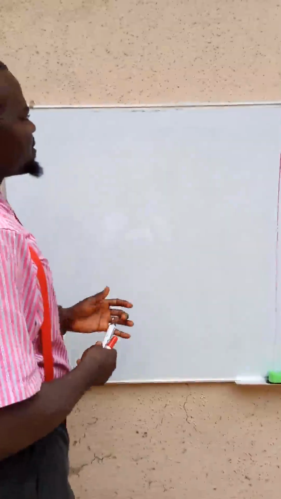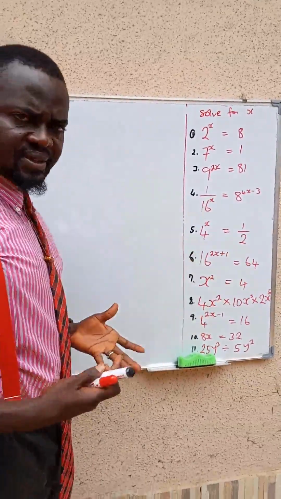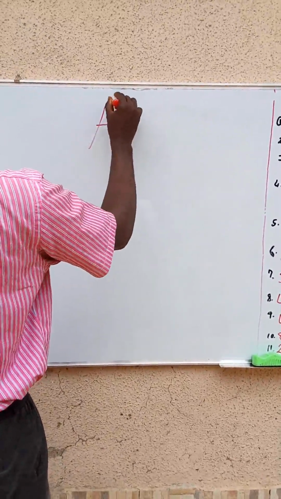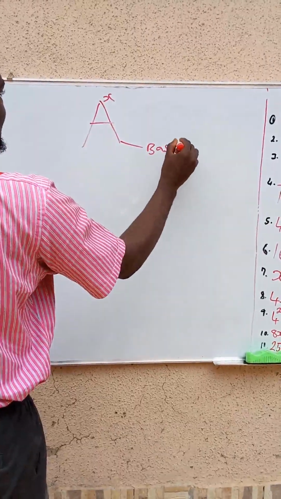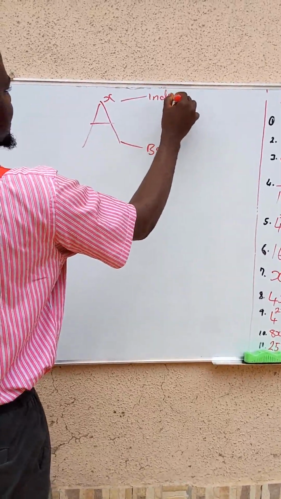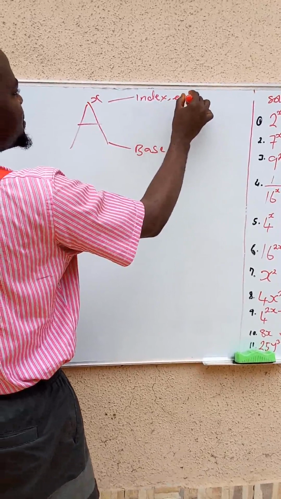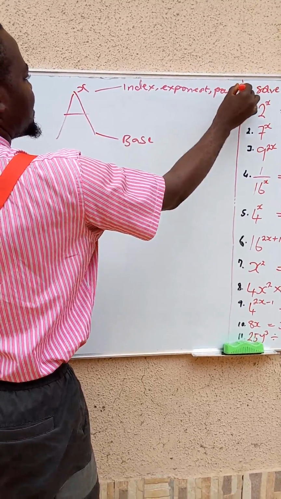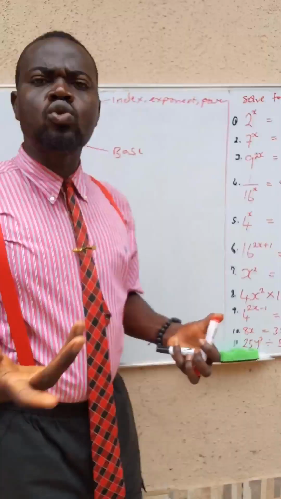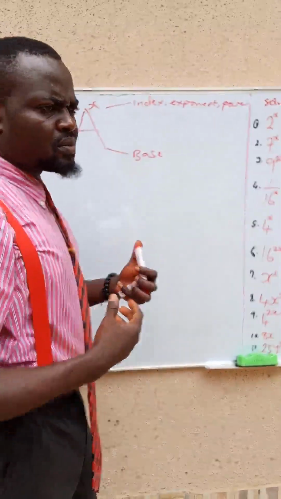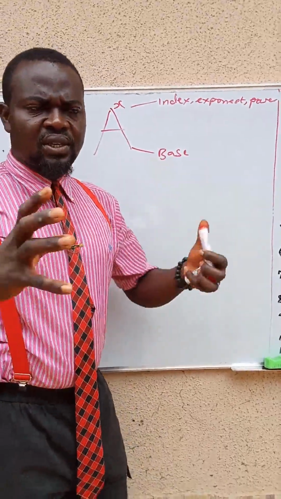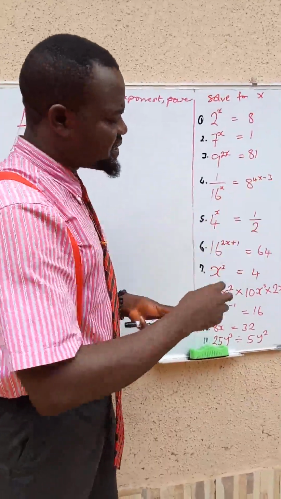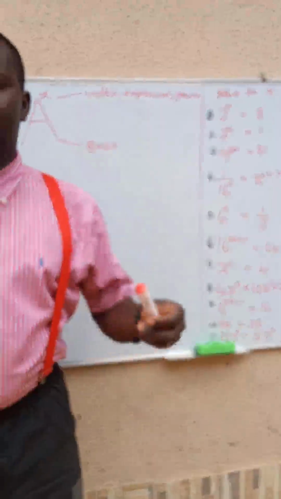The other time we did justice to indices, when we drew a form of this: if you have this x, this is the base and this is the index. We went further to say that it can be called exponents or power. So we gave the rules. Then we did an introduction to the rules by using little alphabets or numbers to explain the rules.